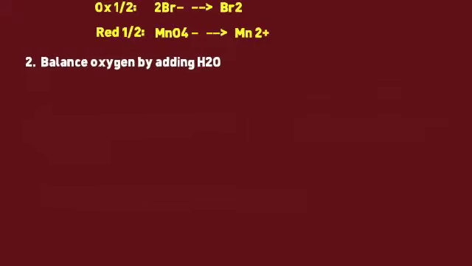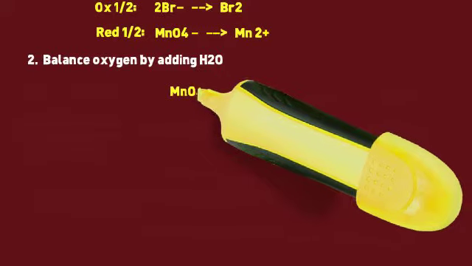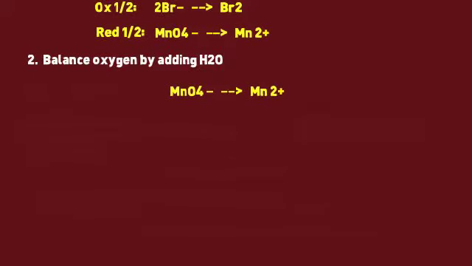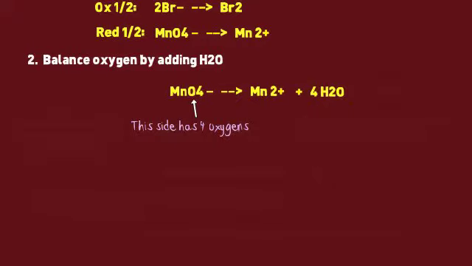Step two is you need to balance the oxygen by adding H2O. Let's take a look at that. The MnO4 negative 1 has oxygen on one side of it. So let's look at that first because the other one has no oxygen. So this side has 4 oxygens. The other side has none. So we would need to add some water. So let's add 4 H2O to the right side. That will balance the oxygens.